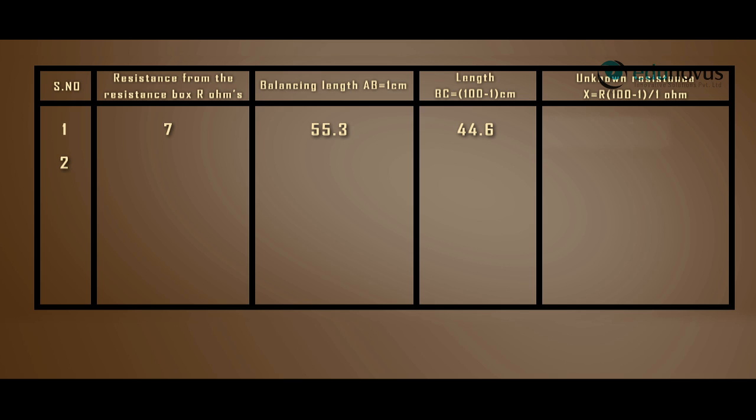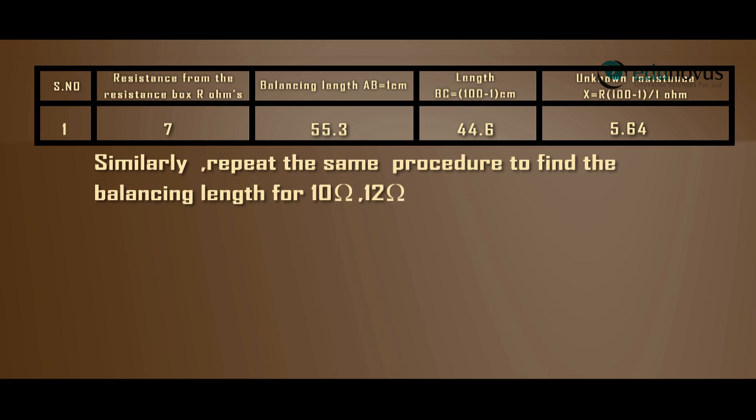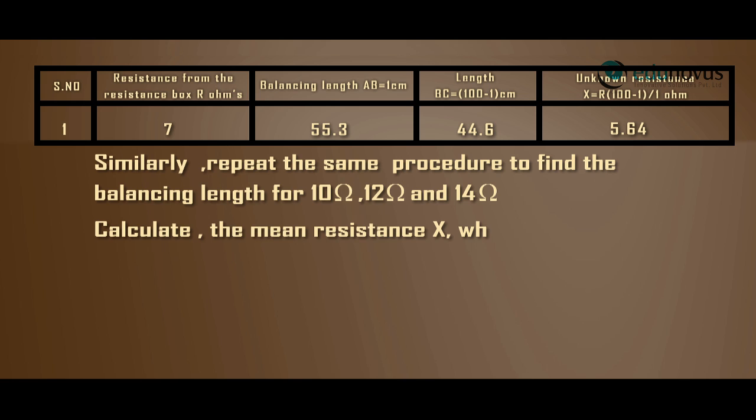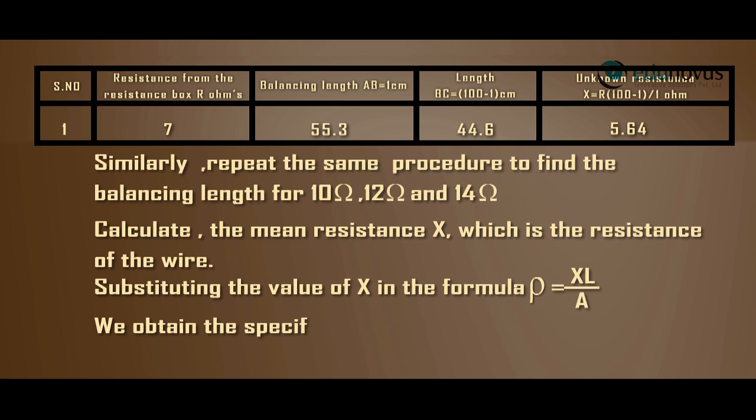Unknown resistance X is calculated using the values of AB, BC and R. Similarly, repeat the same procedure to find the balancing length for 10 ohm, 12 ohm and 14 ohm. Calculate the mean resistance X, which is the resistance of the wire. Substituting the value of X in the formula ρ equals XL by A, we obtain the specific resistance of the material of the wire.